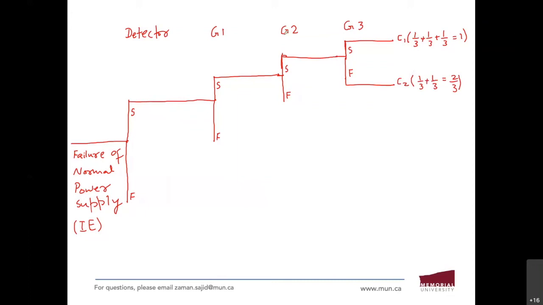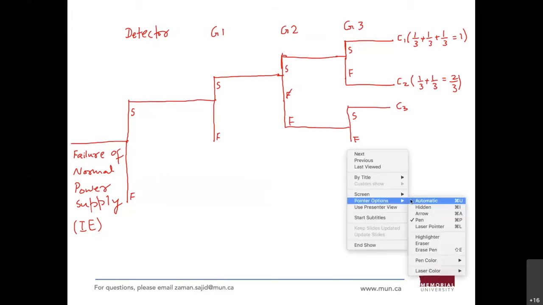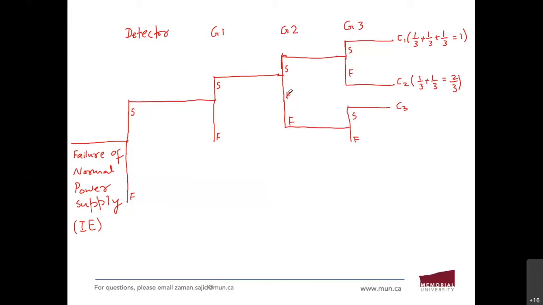Now let's come to when generator 2 has failed. If generator 2 has failed, it will still go to the fourth barrier, which is generator 3, and there could be two possibilities. Either it could succeed or it could fail. Now, if it is a success, let's say I give it the name of consequence C3. And now you can see that I have success of the first generator, failure of the second, success of the third generator. It will be good if you write down this F over here. So let's keep this F over there.